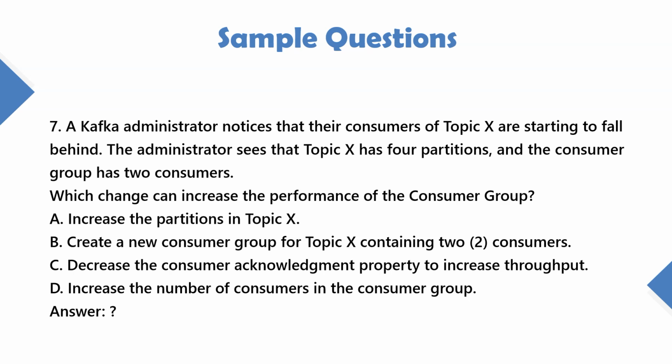7. A Kafka administrator notices that their consumers of topic X are starting to fall behind. The administrator sees that topic X has 4 partitions, and the consumer group has 2 consumers. Which change can increase the performance of the consumer group? A. Increase the partitions in topic X. B. Create a new consumer group for topic X containing 2 consumers. C. Decrease the consumer acknowledgement property to increase throughput. D. Increase the number of consumers in the consumer group.